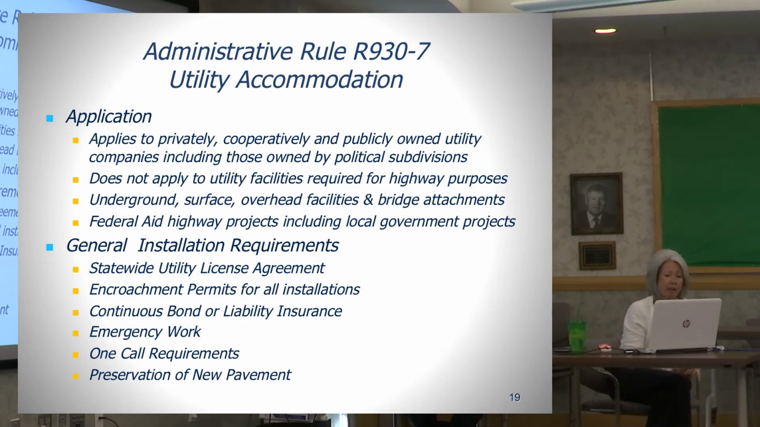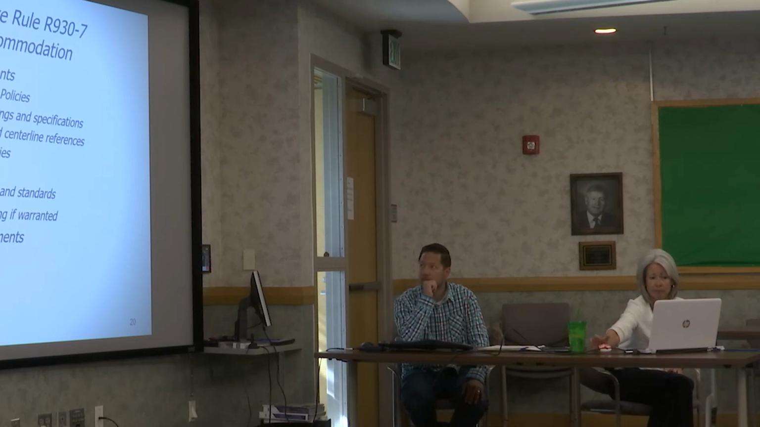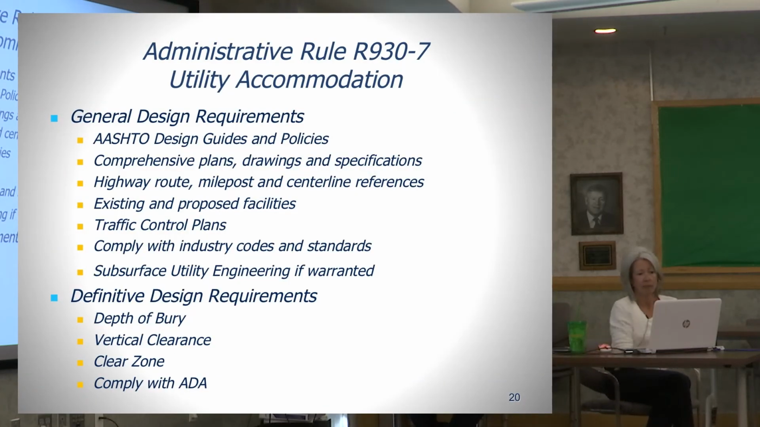The companies are required to have a continuous bond or liability insurance, including the political subdivisions, unless they're part of the municipal insurance pool. There are provisions for emergency work if they have to access the right-of-way and notifying UDOT. A requirement that they participate in the one-call program, and also restrictions on cutting new pavements.